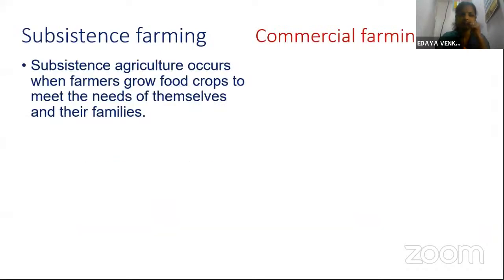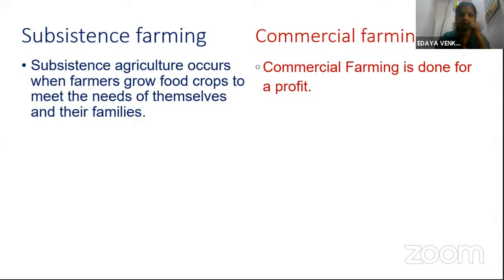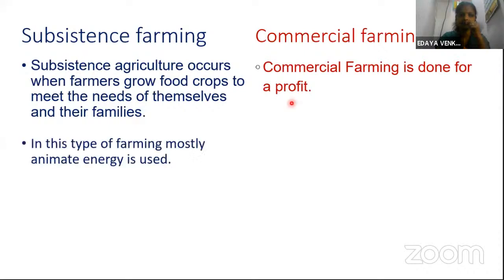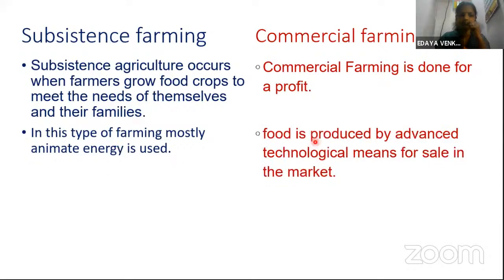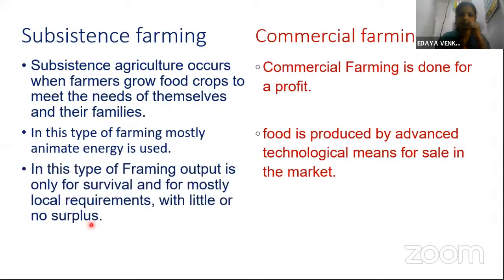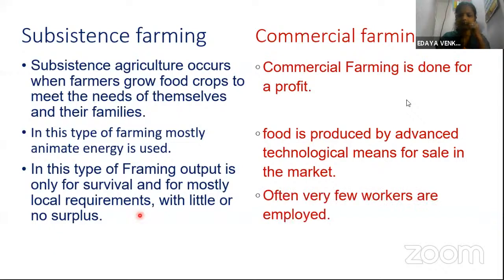What are the differences between subsistence and commercial farming? Subsistence agriculture occurs when farmers grow food crops to meet the needs of themselves and their families. Commercial farming is done for a profit. In subsistence farming, mostly animate energy is used, but in commercial, food is produced by advanced technological means for sale in the market. In subsistence farming, output is only for survival and mostly local requirements, with little or no surplus at all. In commercial farming, often very few workers are employed.